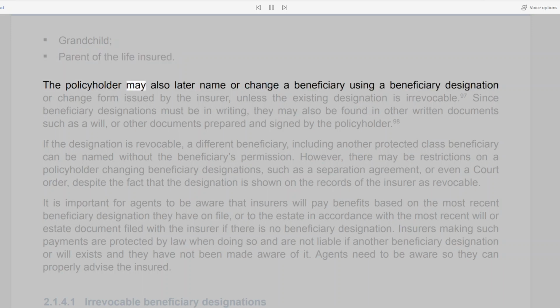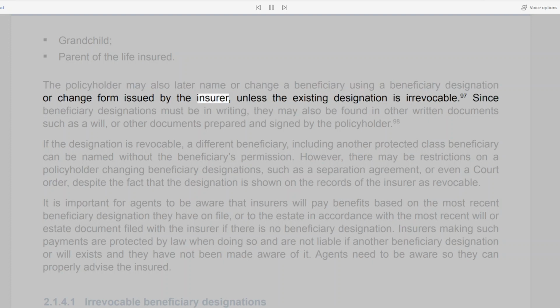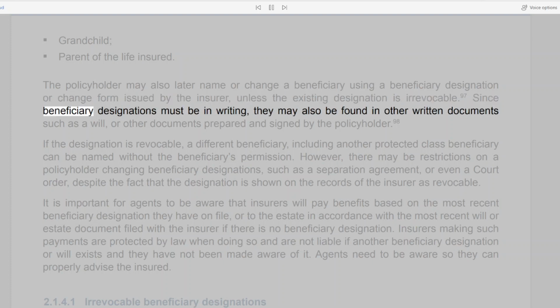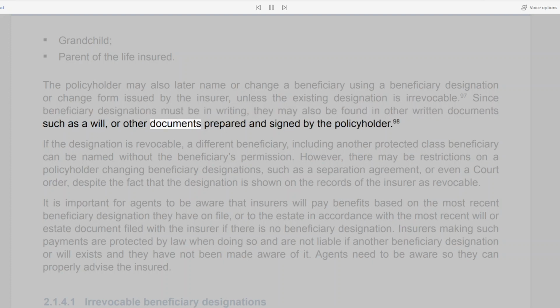The policyholder may also later name or change a beneficiary using a beneficiary designation or change form issued by the insurer, unless the existing designation is irrevocable. Since beneficiary designations must be in writing, they may also be found in other written documents such as a will, or other documents prepared and signed by the policyholder.